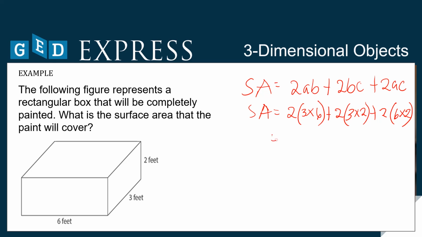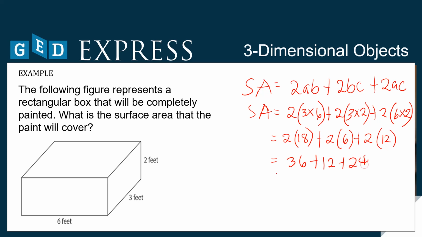Then, simplifying, we have 2 times 18 plus 2 times 6 plus 2 times 12. Continuing, we have 36 plus 12 plus 24. The total surface area is equal to 72 square feet.